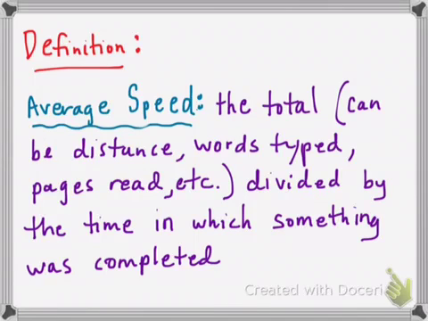So here's the definition for average speed. This definition should be copied in the definition box in your notebook. If you need to, you can pause this video in order to write everything down in the definition box. So average speed is the total, which the total can be distance, words typed, pages read, etc., divided by the time in which something was completed. So our keywords here are the total divided by the time. Again, pause this video if you need time to copy down this definition.